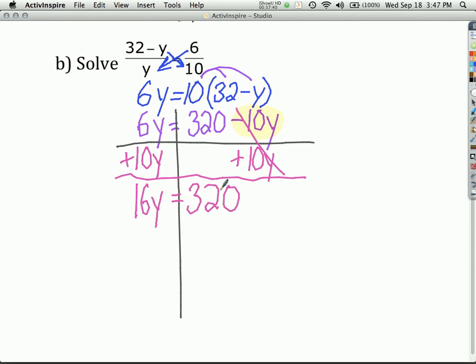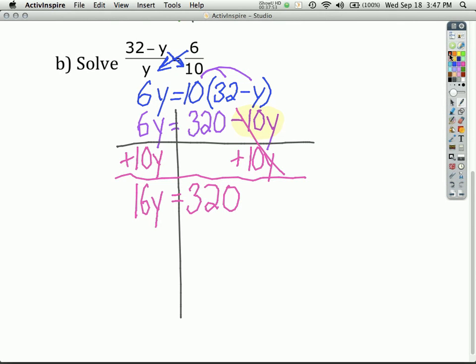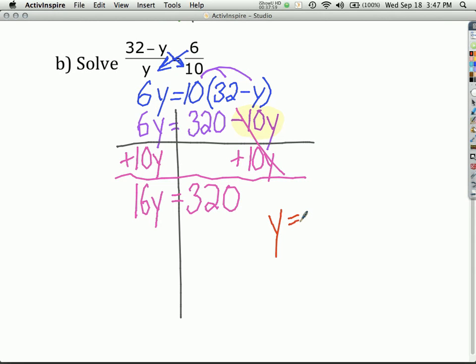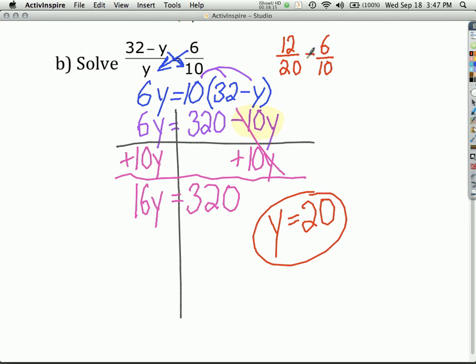How many steps do we have left? Janae? 2. Oh, I tricked you. Yeah, there's 1 step left. It's 1 step. So, what does y equal? John? 20. Very good. And again, we can easily check and see if we got it right. Plug it in right here. 32 minus 20 is 12 over 20. And then see if you have a proportion. And we clearly do. So that is the correct answer.